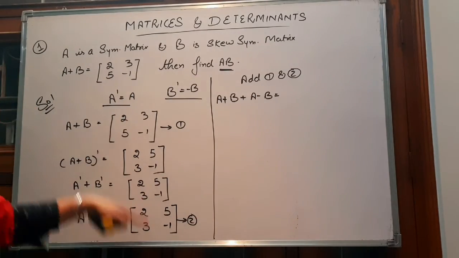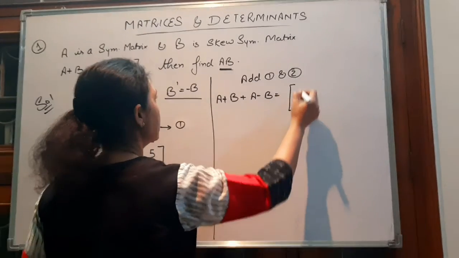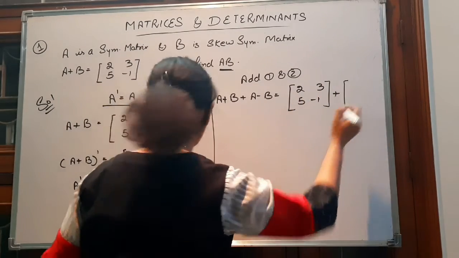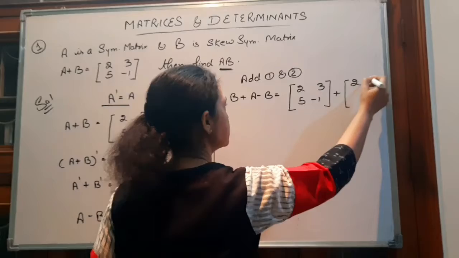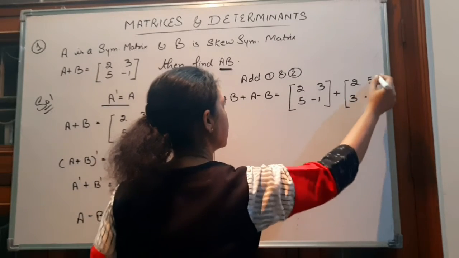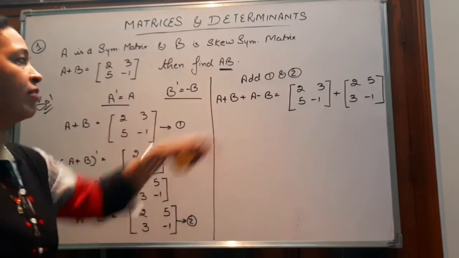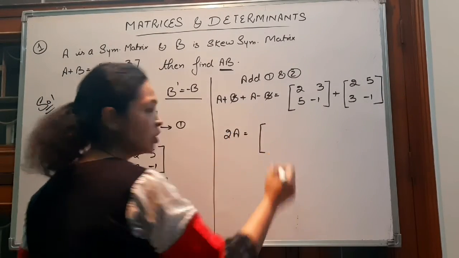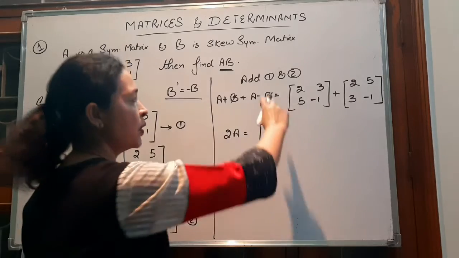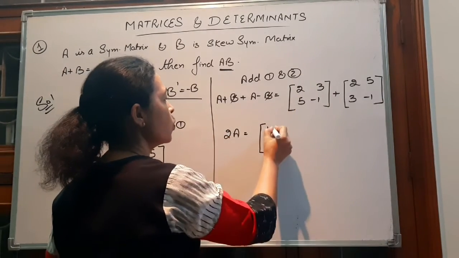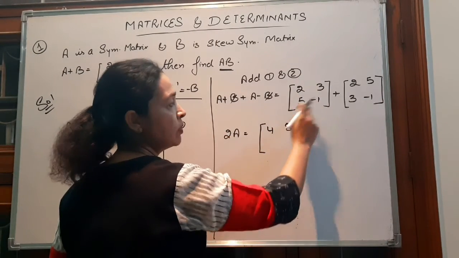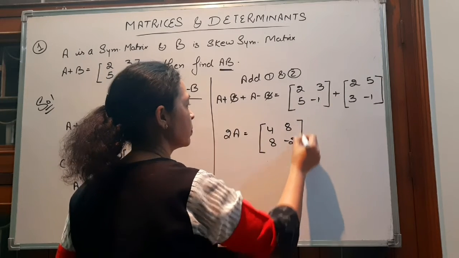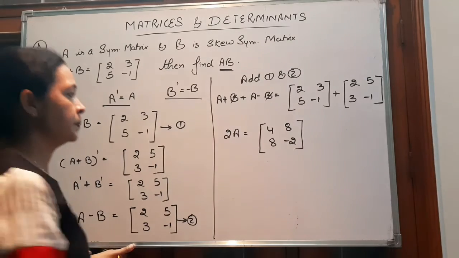which is equal to the addition of these two matrices: 2, 3, 5, minus 1 plus 2, 5, 3, minus 1. B positive and B negative both get cancelled. We have 2A equals the addition of two matrices of the same order. Corresponding elements will be added. 2 plus 2, 4. 3 plus 5, 8. 5 plus 3, 8. And minus 1 and minus 1, minus 2. This is 2 times A.